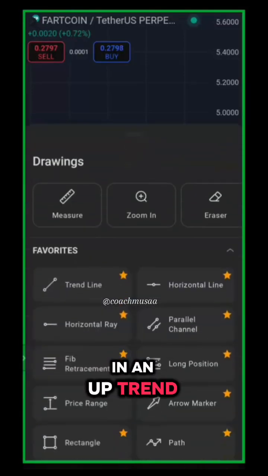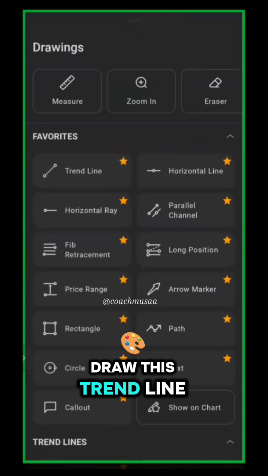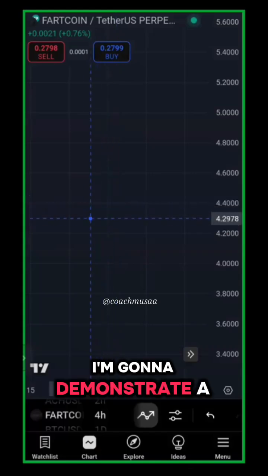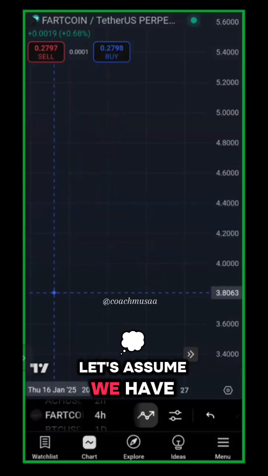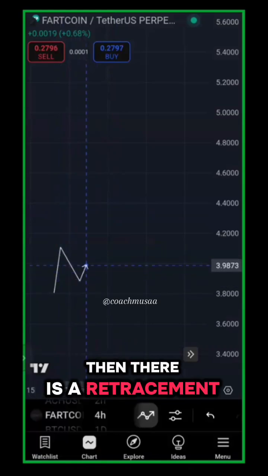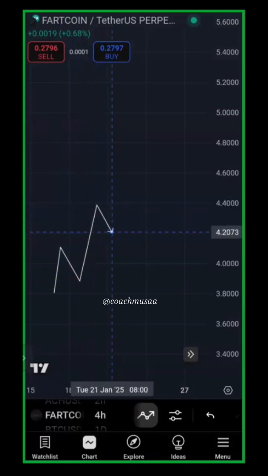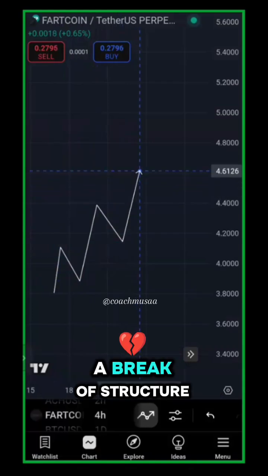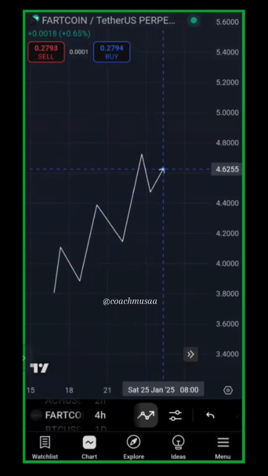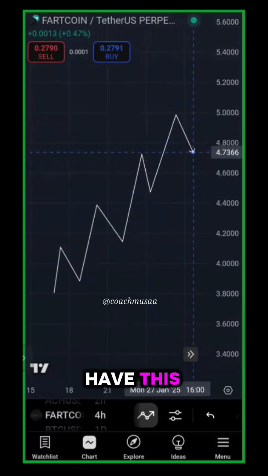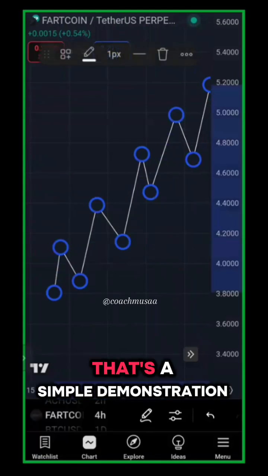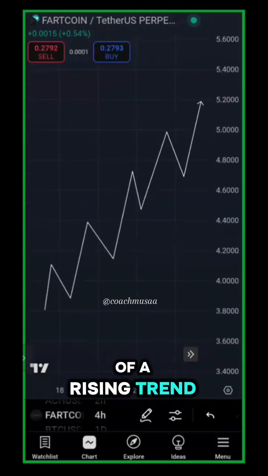In an uptrend, when you want to draw this trend line, you can draw it in two ways. Okay, I'm going to demonstrate a simple example of an uptrend. Let's assume we have a market price that rose, and then there is a retracement, then there's a break of structure, then another retracement and a break of structure. Then we have something like that, and then we have that, and then we have this. Okay, and then we have that. That's a simple demonstration of a rising trend or an uptrend.